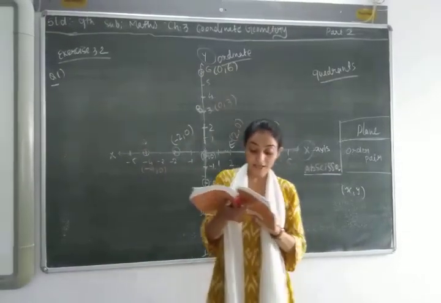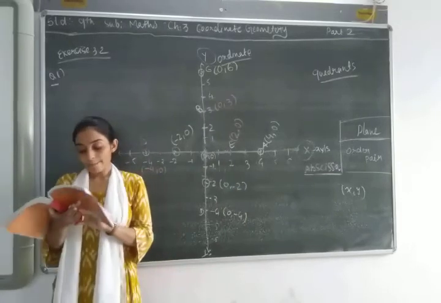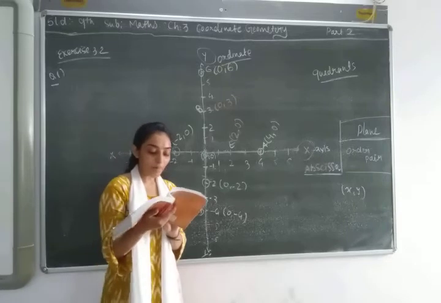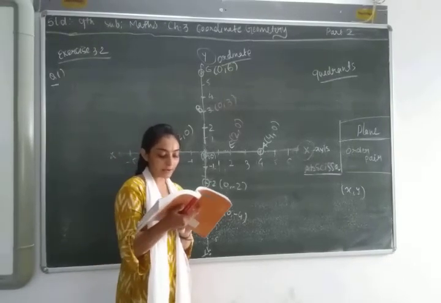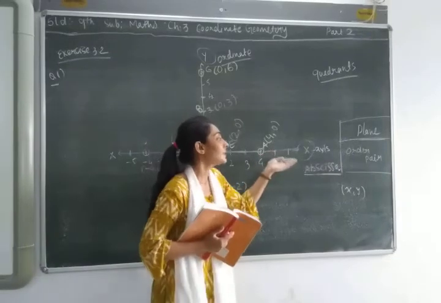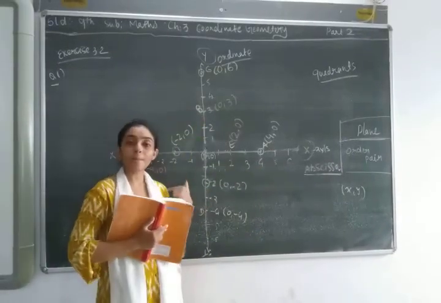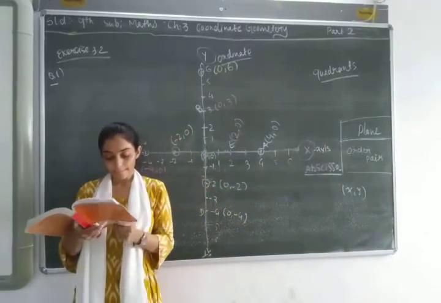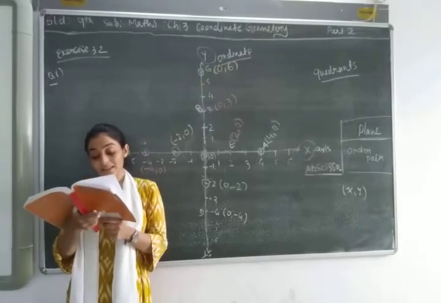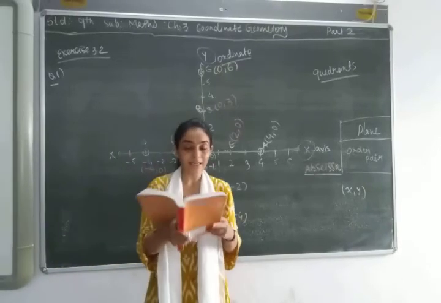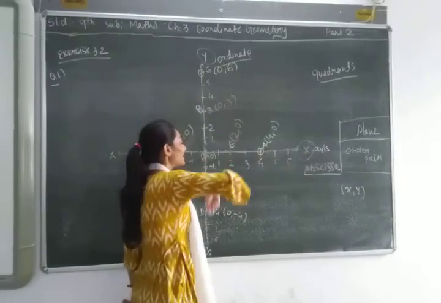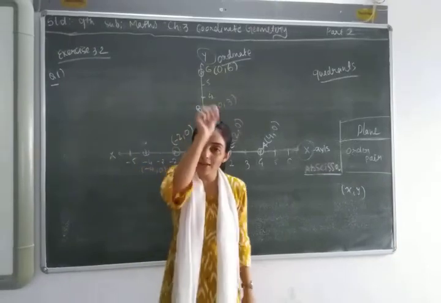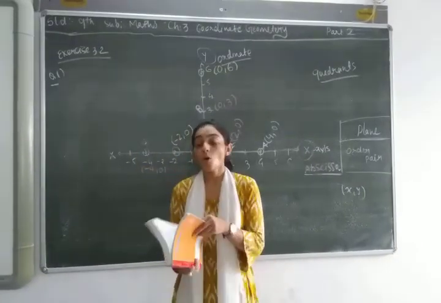What is the name of each part of the plane formed by these two lines? See, these two lines form a 4-part. What we call quadrant. The answer is quadrant. Now, write the name of the point where these two lines intersect. These two lines intersect at which point? 0, 0. So this 0, 0 is nothing but the origin point only. So the answer is the origin.